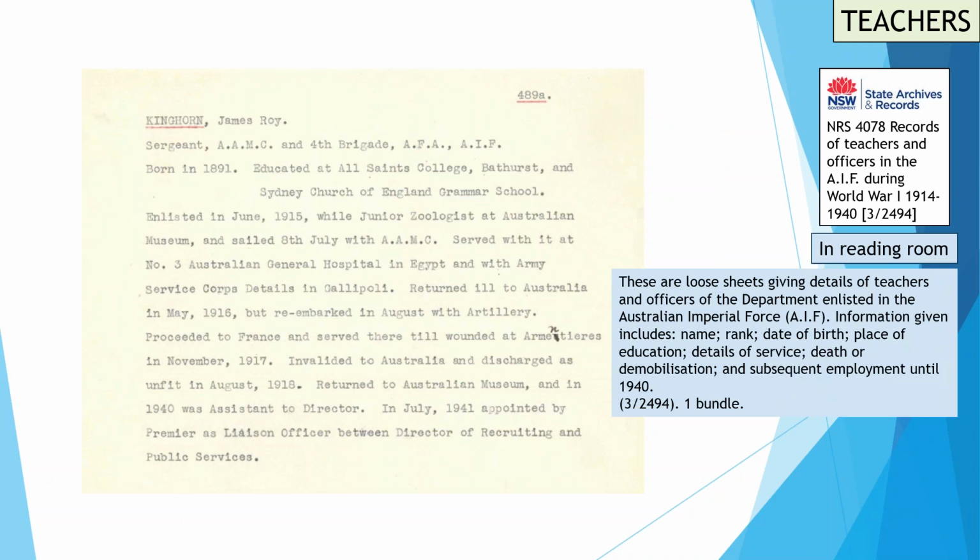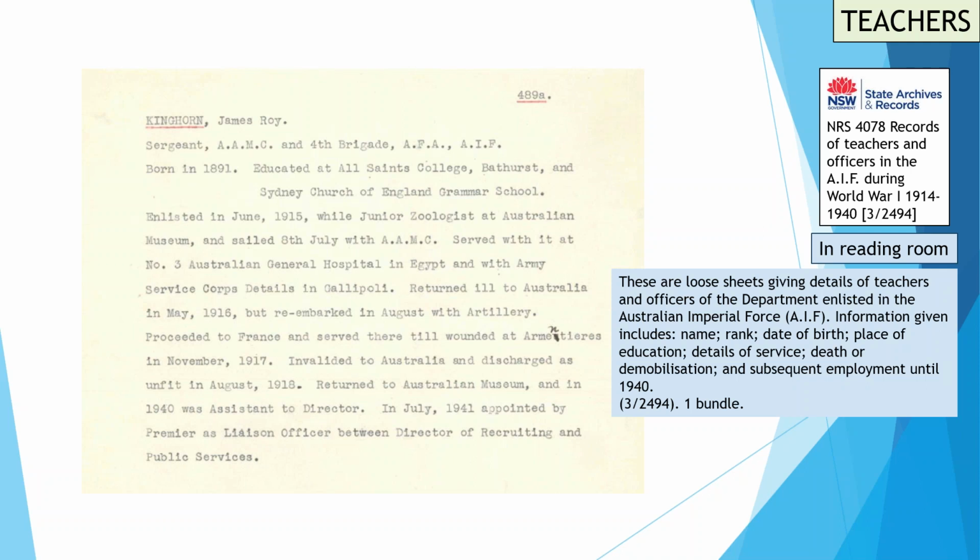This one is an unusual series. But it's in our collection, and with a little bit of drilling in Records A to Z, this is the kind of gem that you can find. These are loose sheets giving details of teachers and officers of the department listed in the Australian Imperial Force in World War I. Although I noticed the dates go up to 1940. Information gives rank, date of birth, place of education, details of service, death or demobilisation, subsequent employment until 1940.